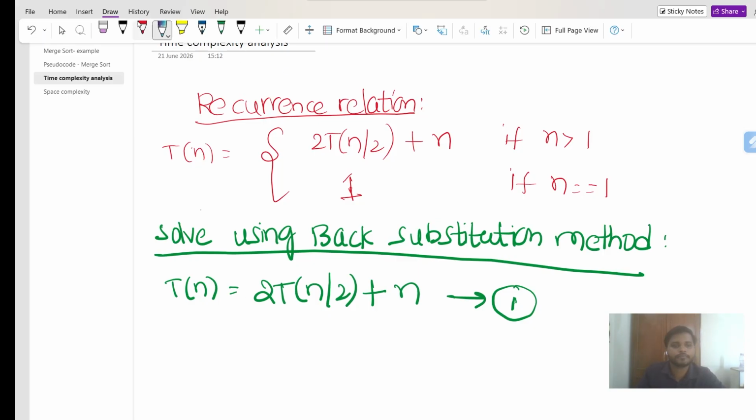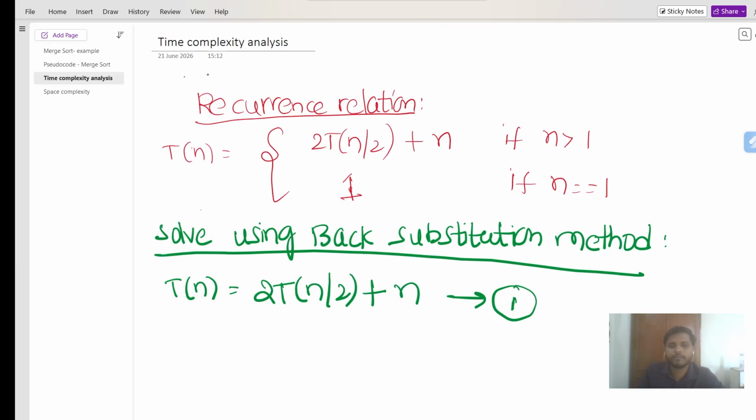Let us see. We know that merge sort is going to recursively divide the array into two halves, right? So if you see there are n elements, there will be n by 2 elements here, n by 2 elements here. So always, if there are n elements at each level, half of the elements will be in the left part and half of the elements in the right part.